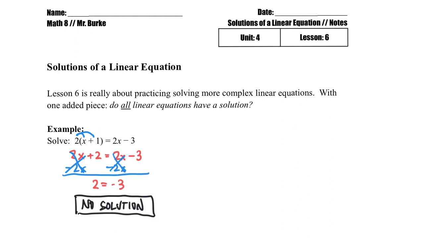They disappear from the equation. And after they drop out, you're left with a statement that is not true. 2 does not equal negative 3. When that happens, no solution. And that's the only new piece to lesson number 6.